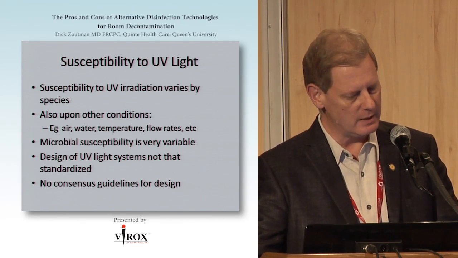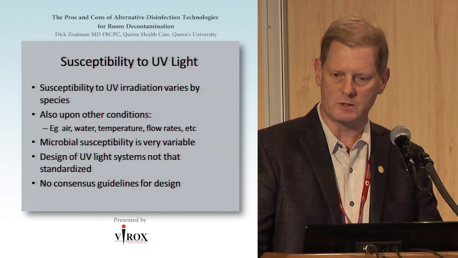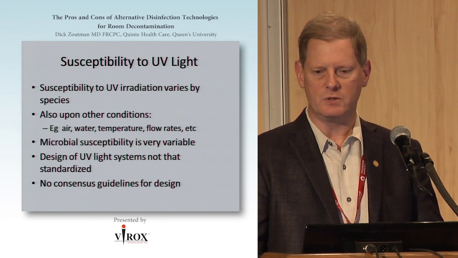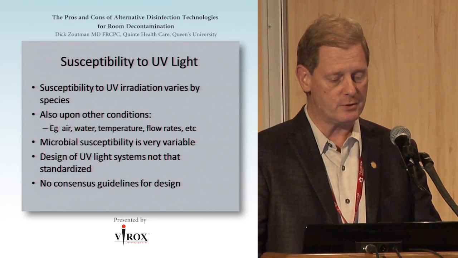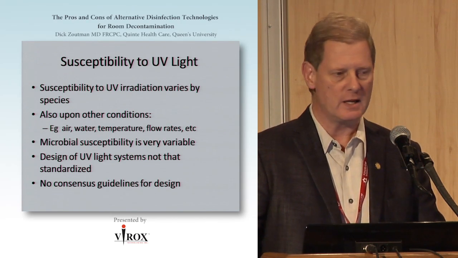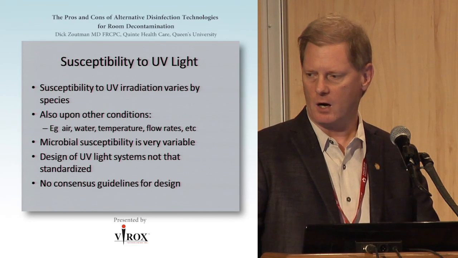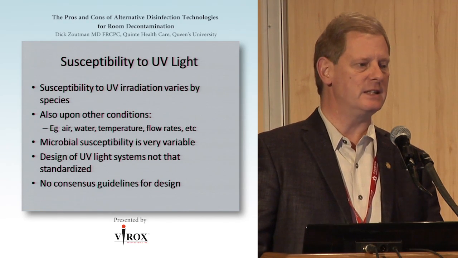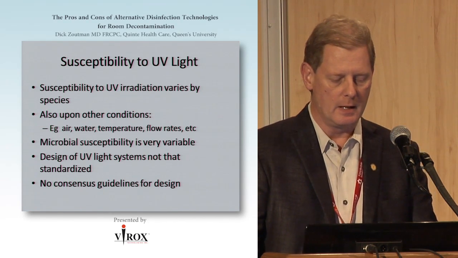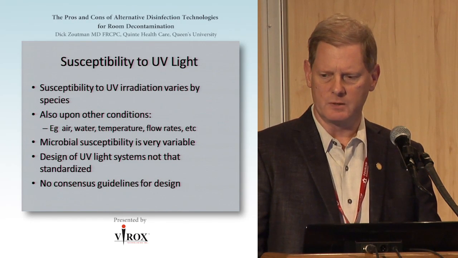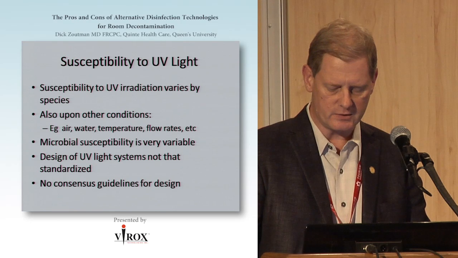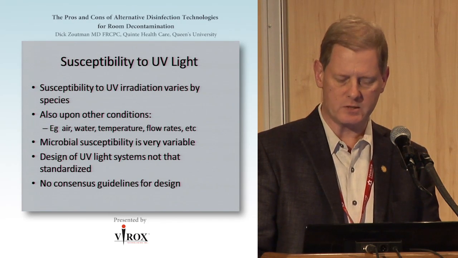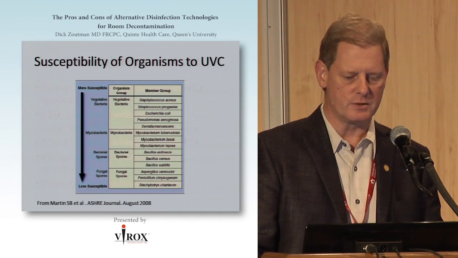It also depends upon the conditions in which it's applied. It's most commonly been used inside air ducts, for example, where the airflow, the temperature, any water flow rates, and surface reflectivity are all very important. And obviously, distance is key. The design of UV light systems is not as standardized as it could be, and there's no consensus guideline for some of the design aspects, so we have to be cautious in knowing that.